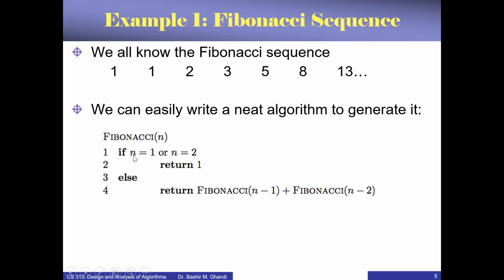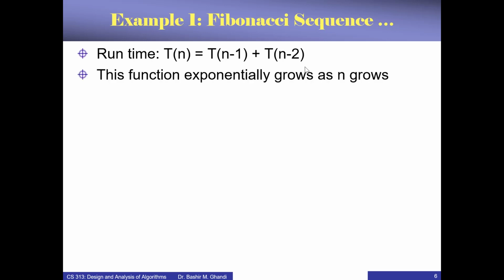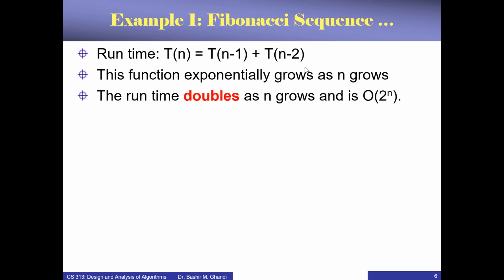Now, the algorithm is very easy, as we already know. It simply checks if n is either 1 or 2, meaning if it is element number 1 or element number 2, we just return 1. Otherwise, we just return the sum of the element computed with n minus 1 and the n minus 2. Now, in terms of efficiency, the running time, as we all know, for this algorithm is very, very bad. The running time for n is the running time for n minus 1 plus the running time for n minus 2. And that means this function, the running time, will actually grow exponentially, since it basically doubles as n increases. It will give you big O of 2 to the power n.